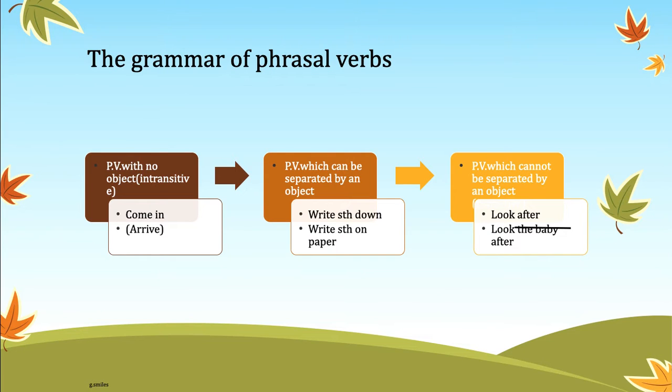Now, I don't want to get into too much detail of how a phrasal verb is created. But we have phrasal verbs with no object, which we call intransitive, come in or arrive. A phrasal verb which can be separated by an object, write something down or write something on paper. A phrasal verb which cannot be separated, look after the baby. We cannot say look the baby after.